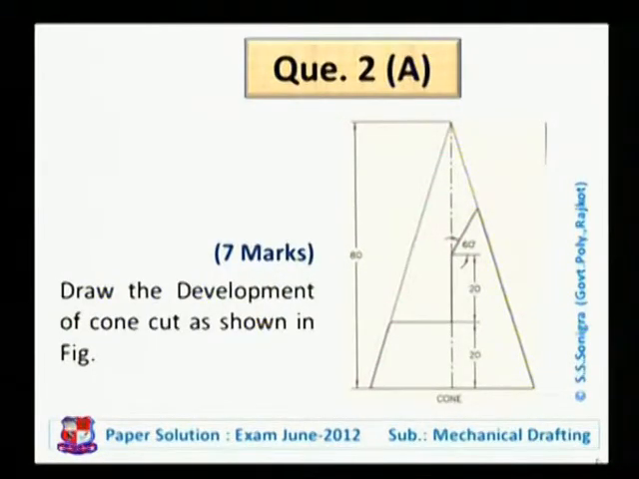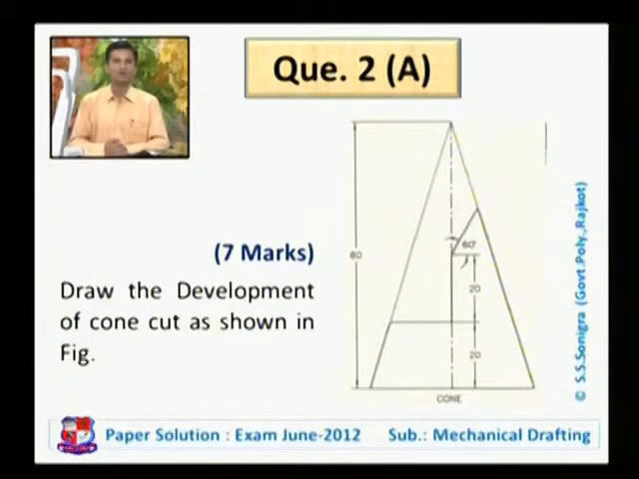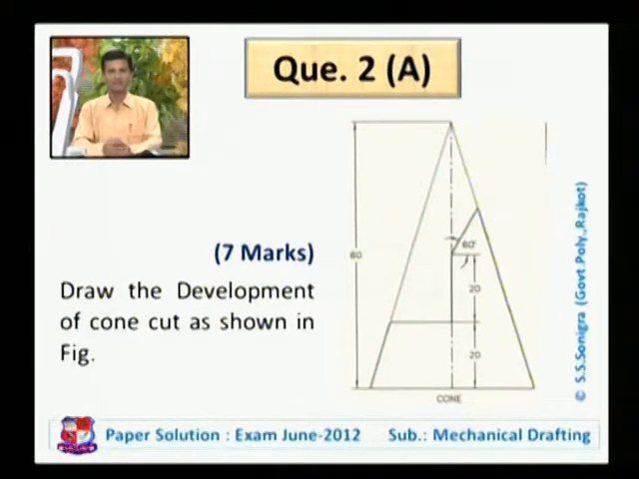First question we have finished. Now question number 2a. In question number 2a, it is given that draw the development of cone cut as shown in figure. A cone is given in figure and it is cut as shown here, 20 mm from its base at a height of 20 mm. Again at a height of 20 mm, a point is there on its center line, and from that center line a line is drawn at an angle of 60 degree, and we have to cut this cone in this shape, and after cutting this shape we have to develop this cone.